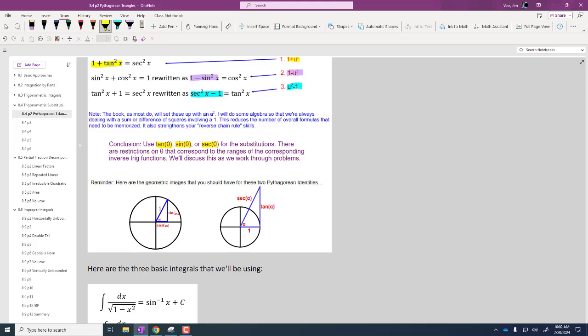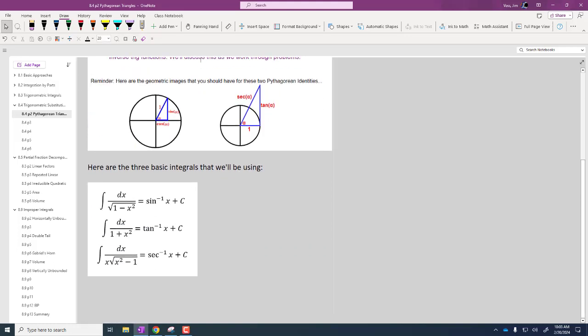Sine, secant, or tangent. So we will use tangent for the sum of squares. We will use sine for the difference of squares with a leading one, because 1 minus sine squared is an identity. And we will use secant if we have a difference of squares with a trailing one. All right, so it all boils down to sines, secants, and tangents.